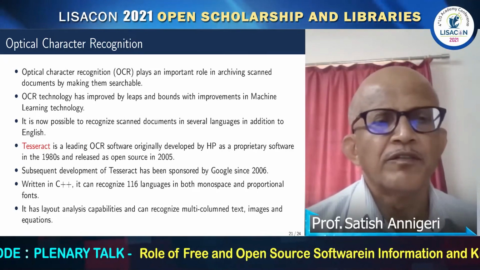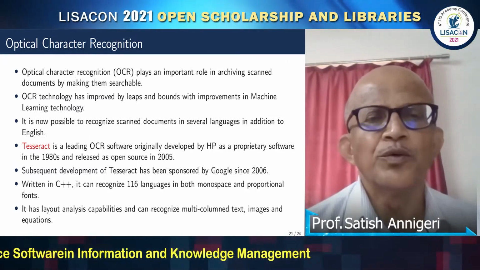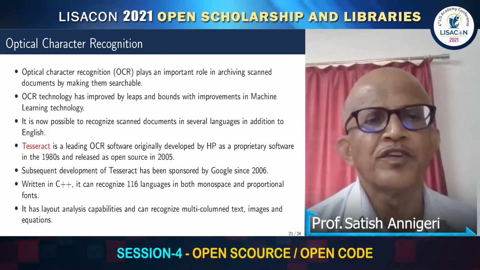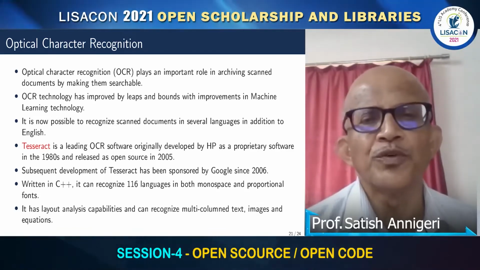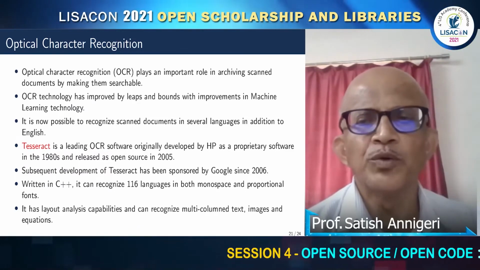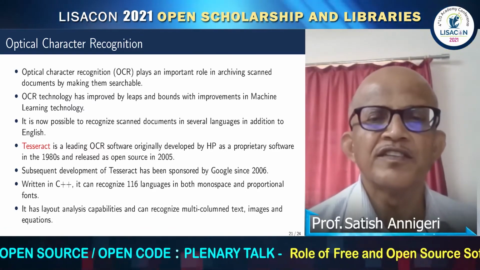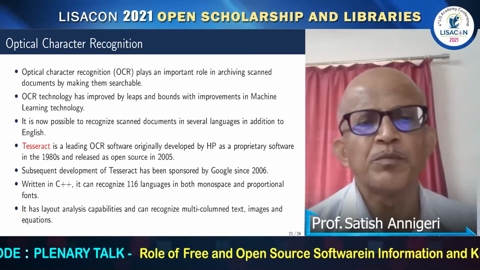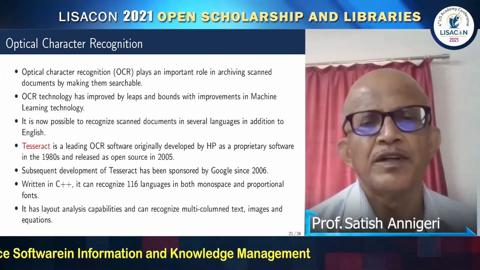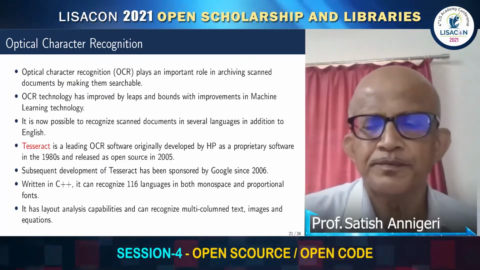One software from the free and open source world is Tesseract. It is a leading OCR software originally developed by Hewlett Packard as a proprietary software in the 1980s and released as open source in 2005. Subsequent development of Tesseract has been sponsored by Google since 2006. It is written in C++. It can recognize 116 languages in both monospace and proportional fonts. It also has capacity for layout analysis and can recognize multi-column text, images, and equations.